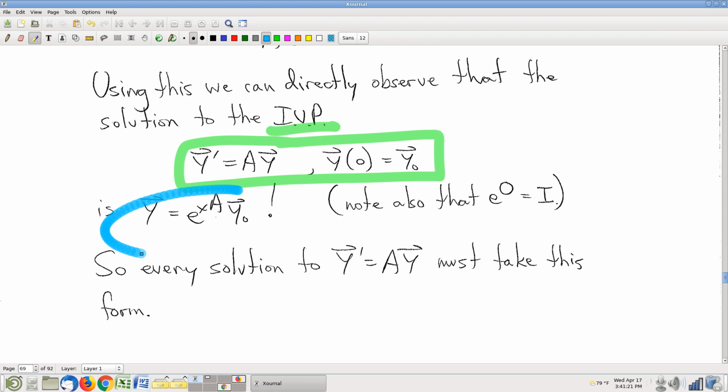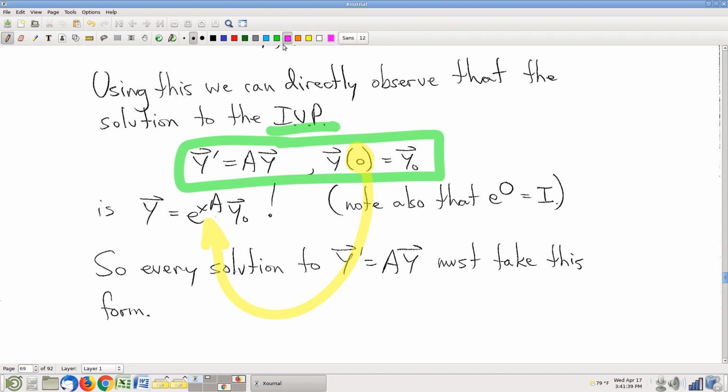Okay. Next question, how do I know that this satisfies the initial condition? Well, we've got to be a little bit careful here. I need to take x equals 0, plug that into there and see what my function becomes.